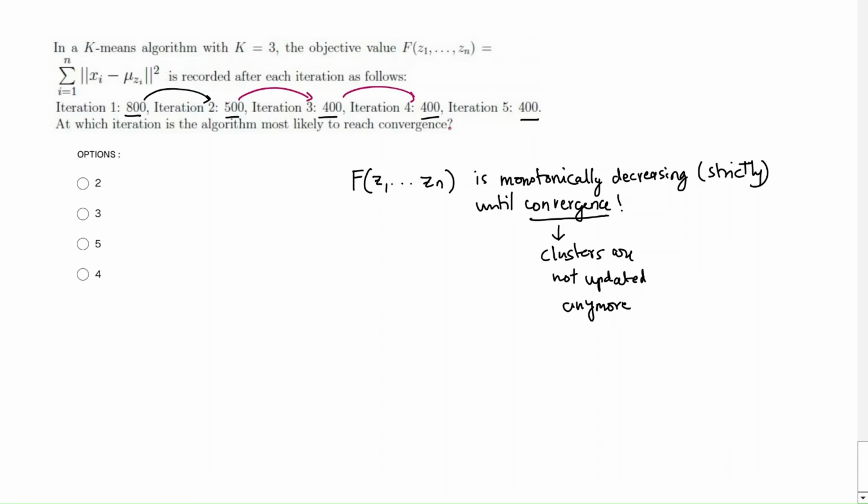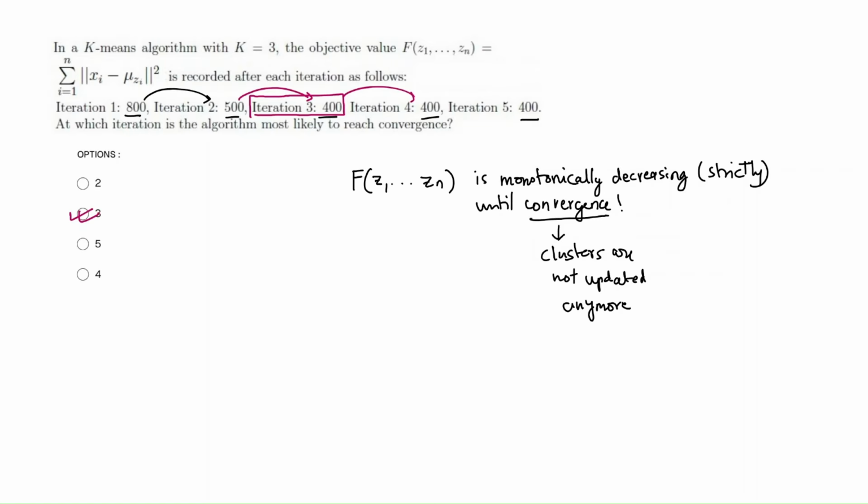What that means? That means that the convergence has already happened, and that is exactly what the question asks for. At which iteration is the algorithm most likely to reach convergence? And the answer is iteration 3, because after this point the objective function value has not reduced anymore. So this is the correct option.